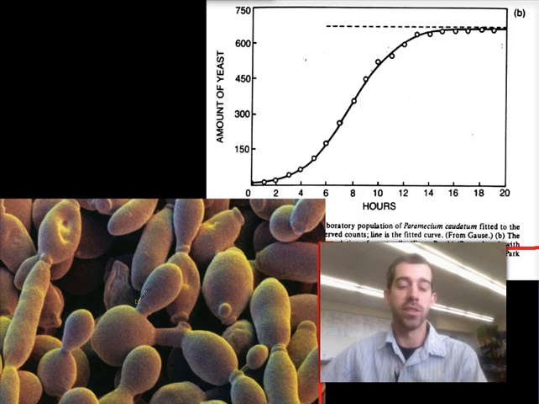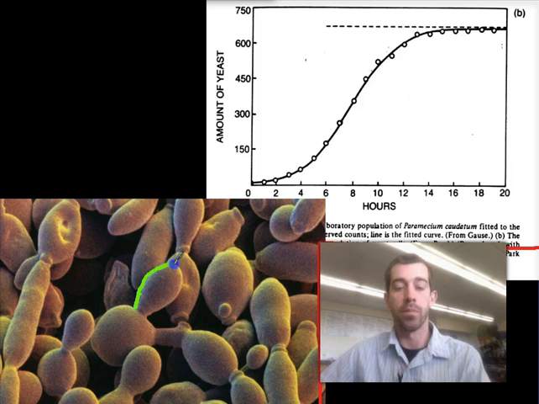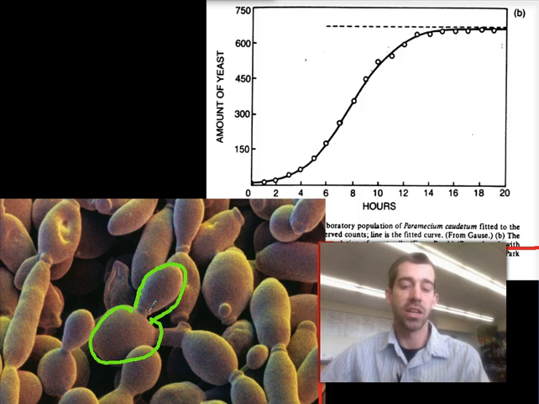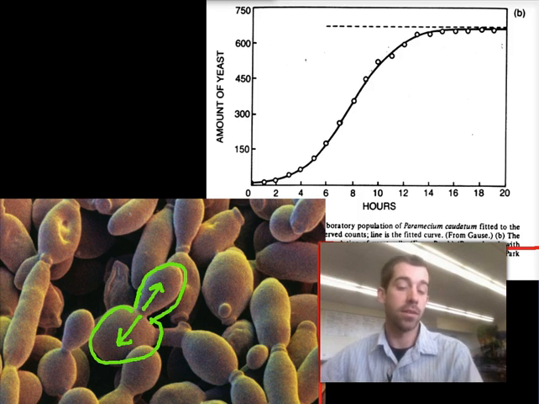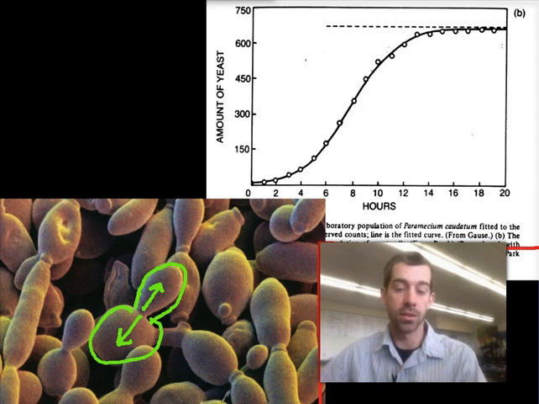Now one thing you'll notice is this yeast is actually reproducing. You can see it's budding. Here is one baby yeast cell that is just budded off of a larger yeast cell. And that's how yeast reproduces, is by basically splitting into two different, essentially identical cells.